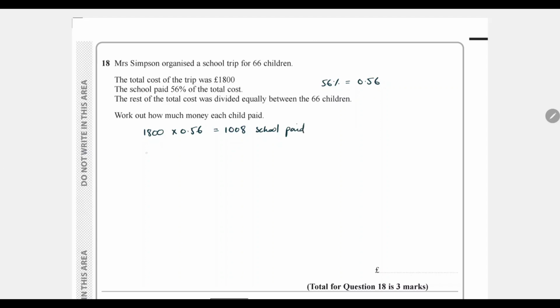And so we minus it from our total. That's 1,800 minus 1,008, and that's equal to £792. So the 66 children between them paid £792. And so we're going to do 792 divided by 66, and that's going to give us £12. So each child paid £12.